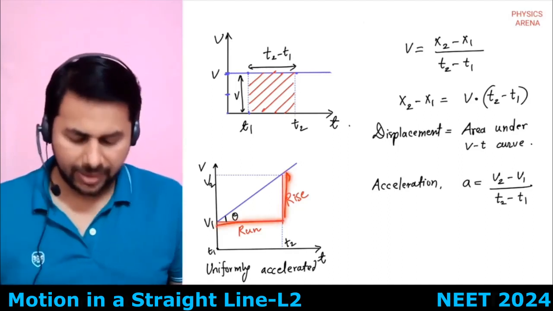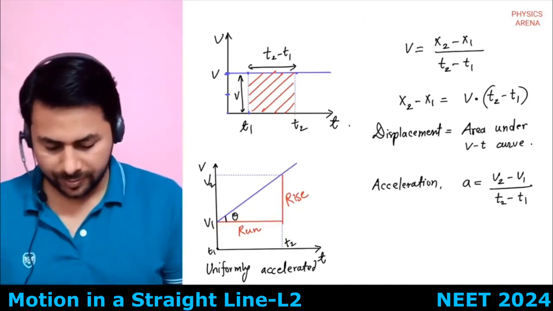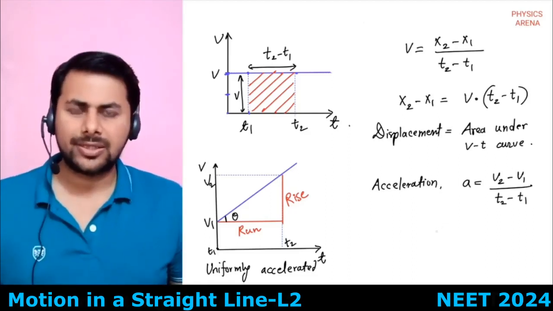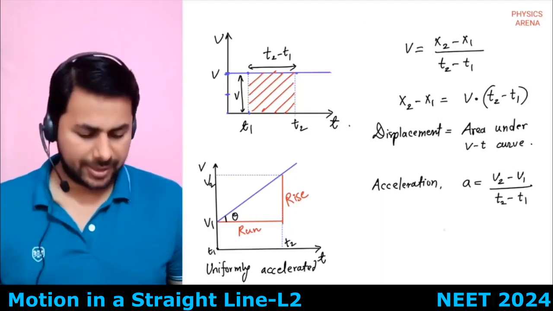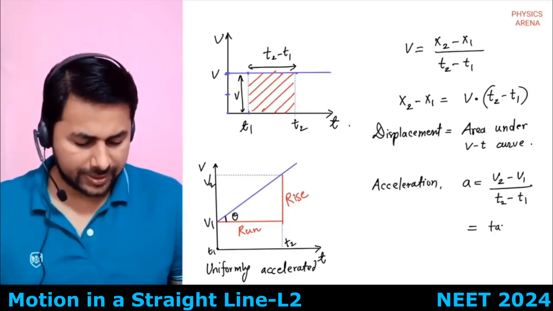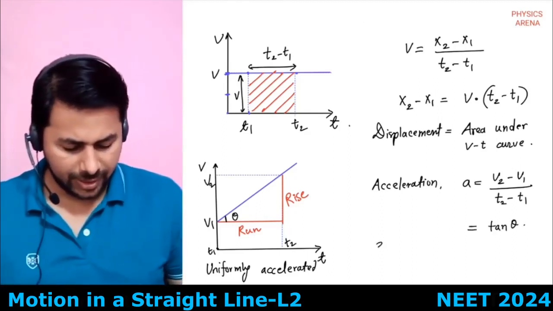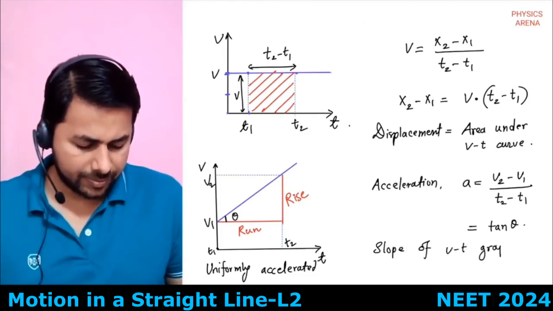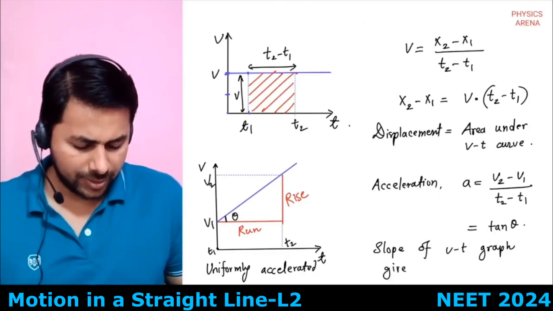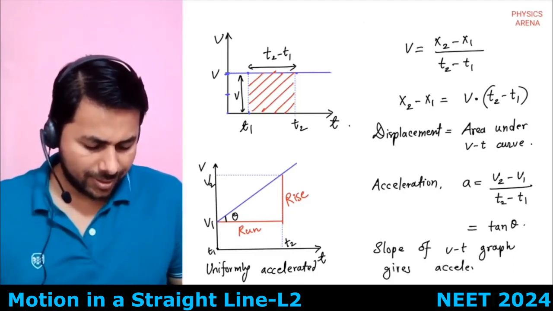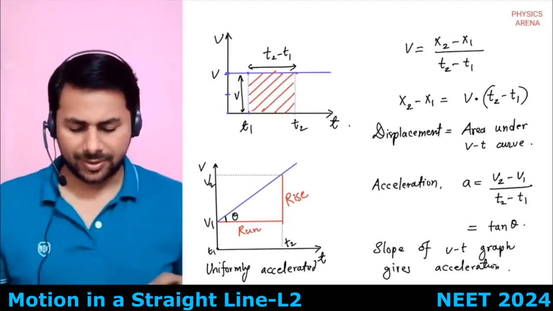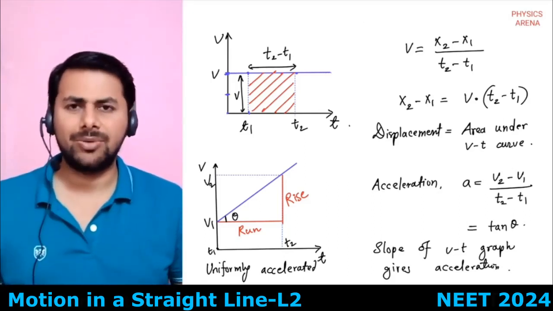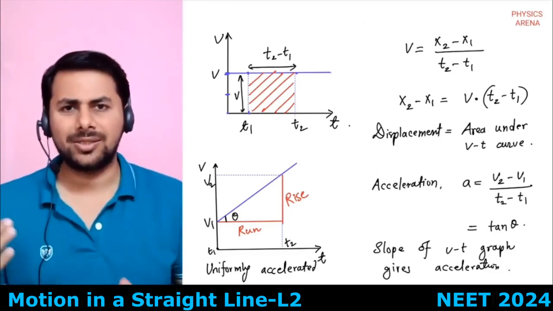So the slope of the velocity versus time graph gives you acceleration. Here I will just say it is tan theta, and the slope of the VT graph gives acceleration.